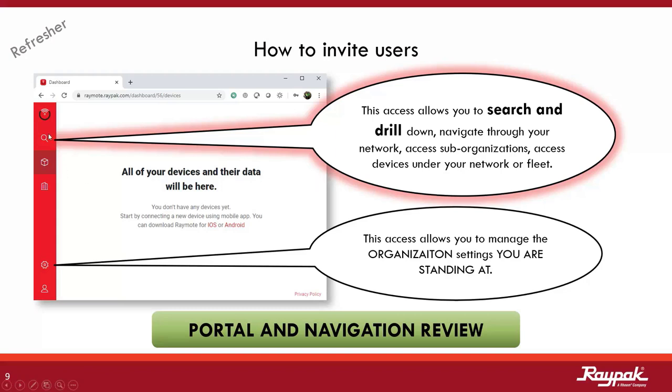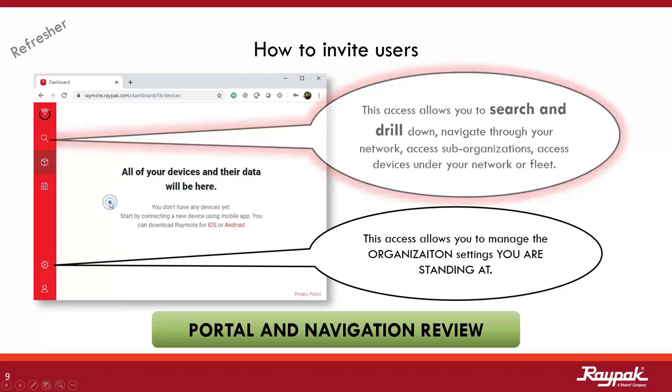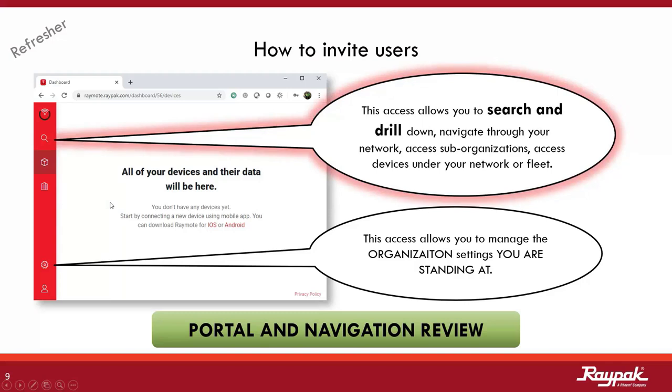Remember that the magnifier is your new homepage and is the one that will allow you to search and drill down, navigate through your network, access sub-organizations, and access devices under your network or fleet. While you're standing at a specific organization, you can always press the gear button, which will take you to the settings of that organization, and what you do will impact that specific organization. The magnifier is your new homepage.